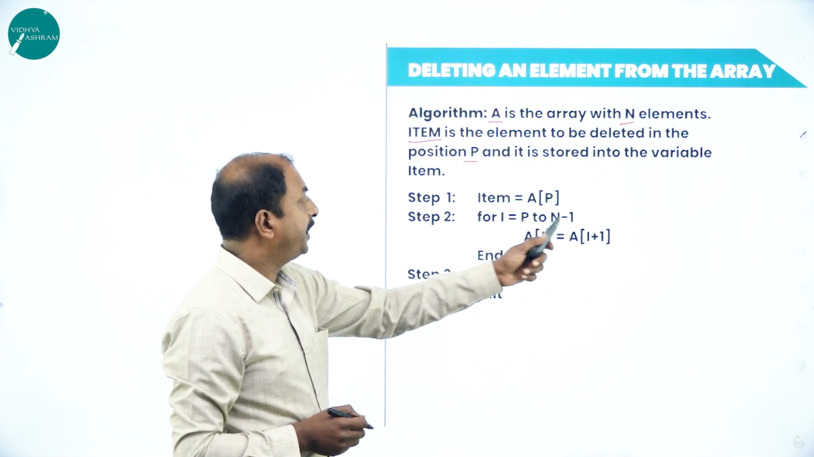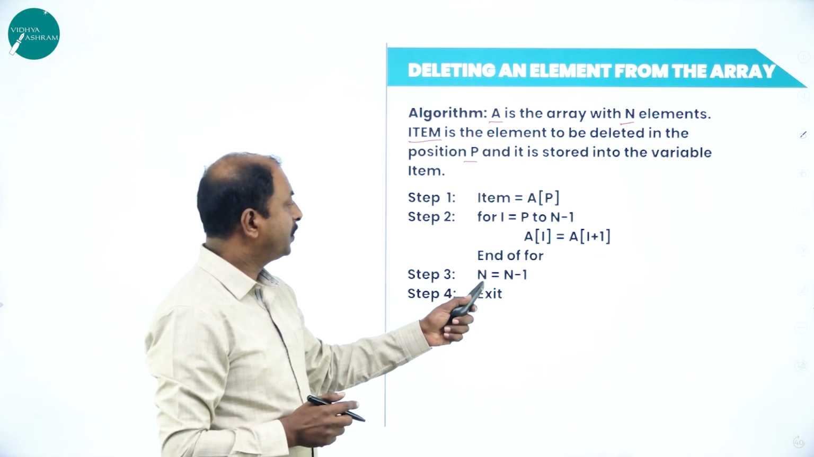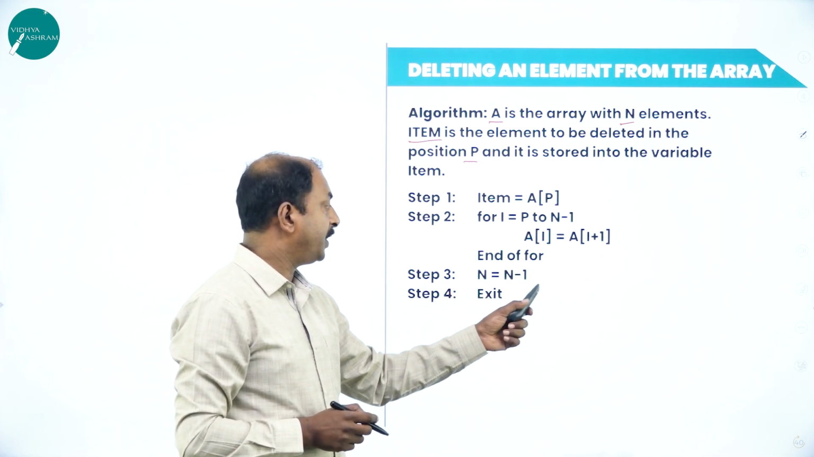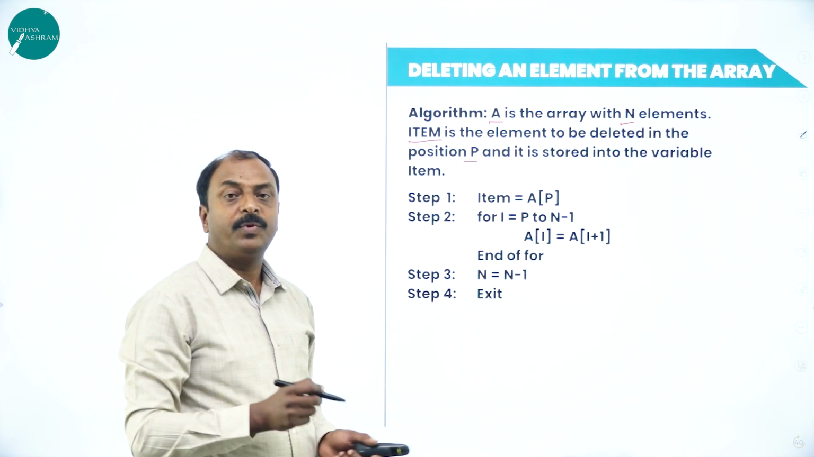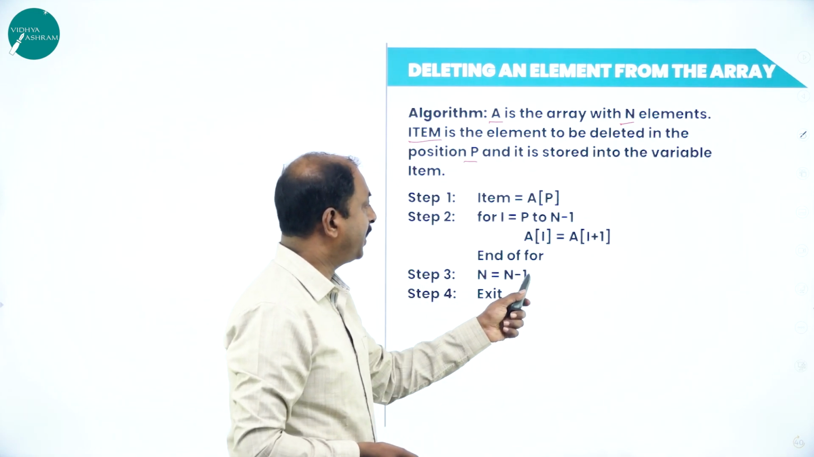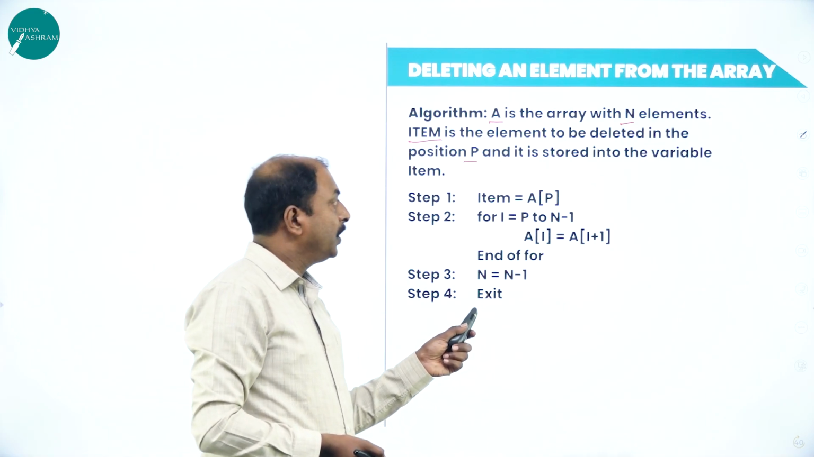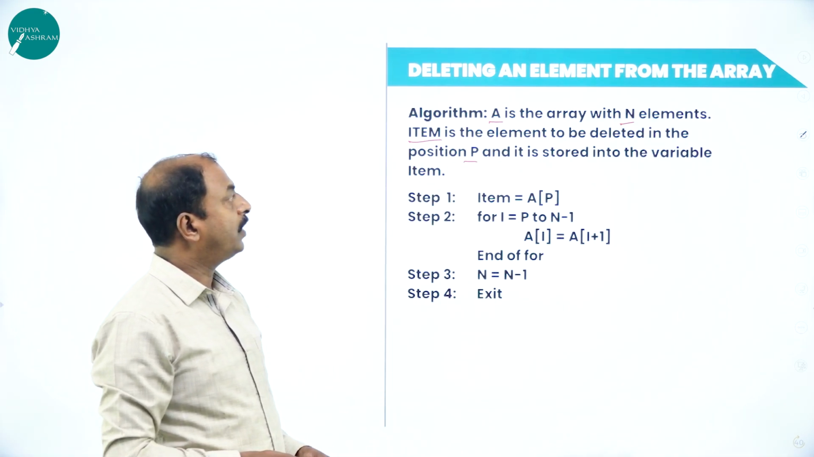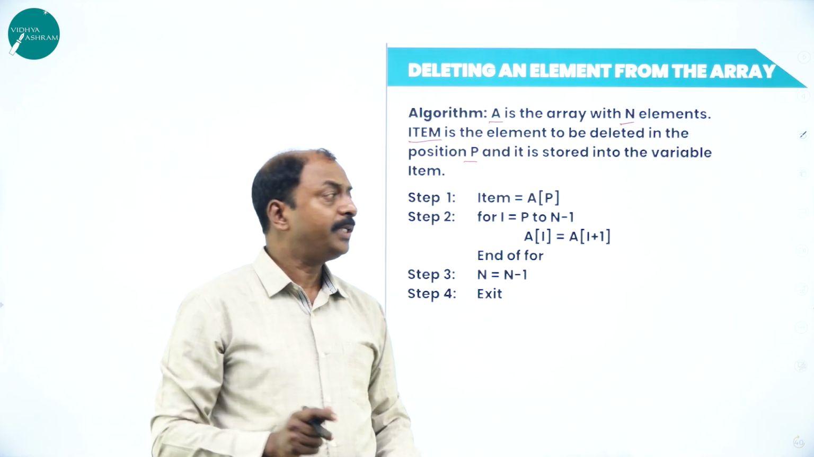Then after deleting an element, the size has to be reduced by 1, that is n equals n minus 1. N was the original length or size of the array before deletion. Now after deletion, the size will be n minus 1. So we come out of the program. So this is the logic for deleting an element from an array at the position P.